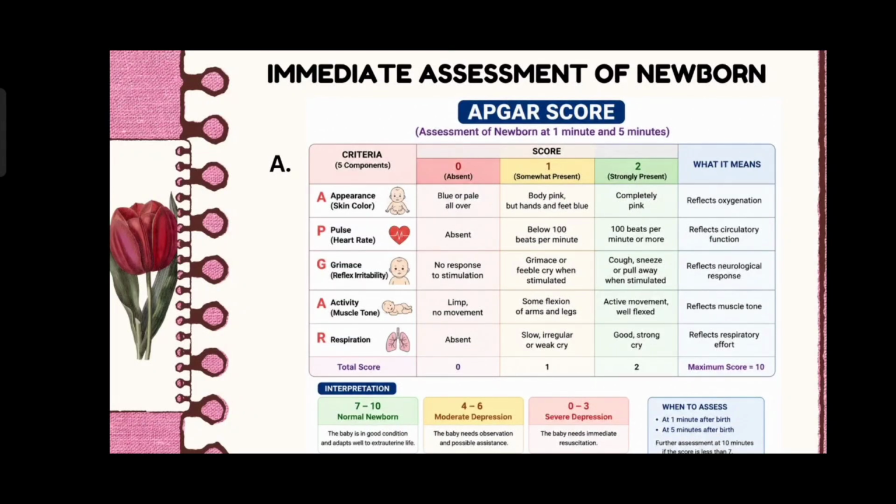If the score is between 7 to 10, the newborn baby is normal. If it is between 4 to 6, moderate depression is present, and the baby needs observation and proper assistance. And if it is between 0 to 3, severe depression is present, so the baby needs immediate resuscitation. That is about the Apgar score. Under each score, which means under 0, under 1 and under 2, the descriptions are there that you can read. So that is about the Apgar score.